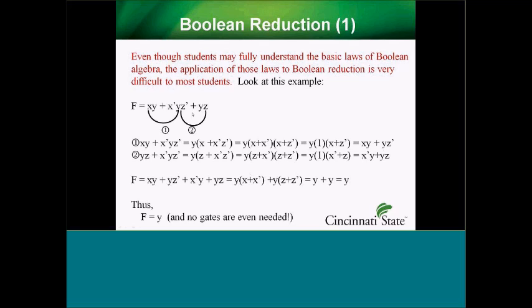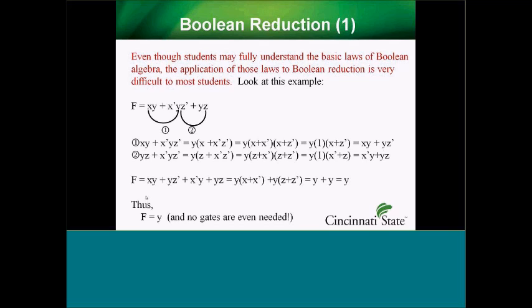So I go from needing two inverters, that's at least 2 AND gates, another AND gate, another AND gate, a bunch of OR gates, to something that doesn't even have any gates. It's just a straight wire. So this is an excellent example of how drastically you can reduce functions by doing appropriate Boolean reduction.